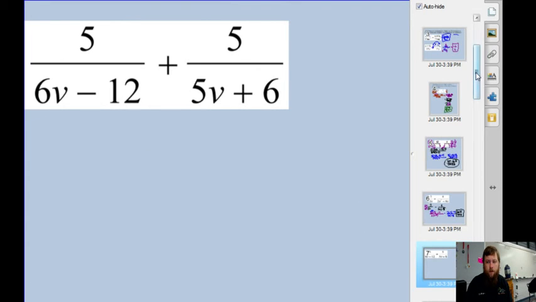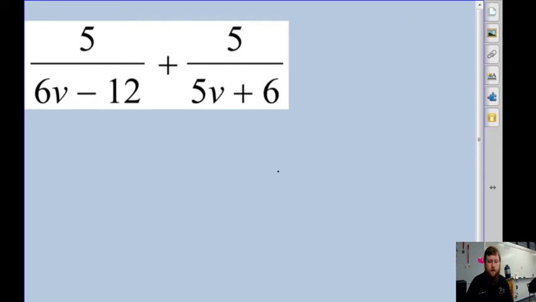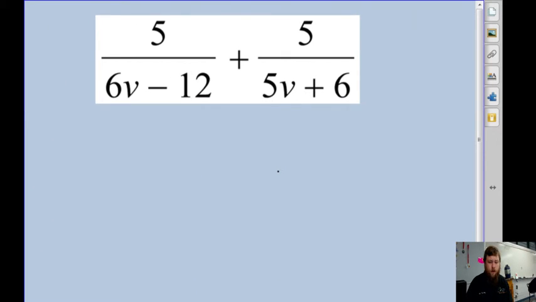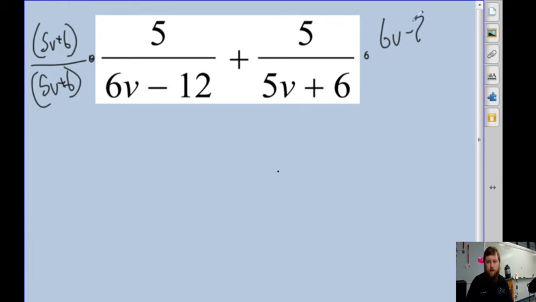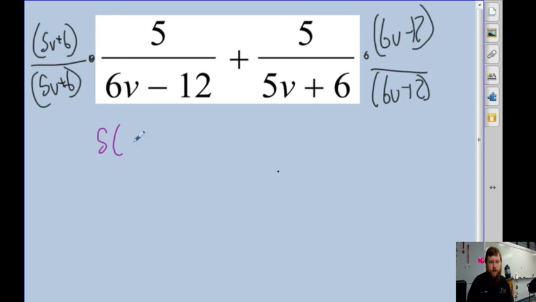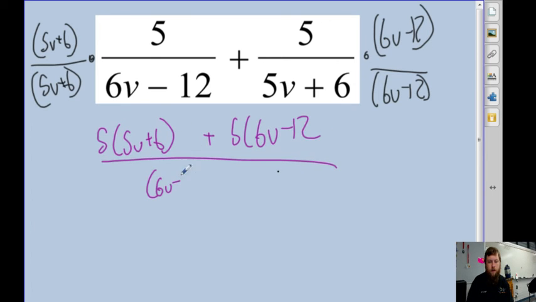All right. I will do another last example. So, again, I think I could factor out here. I don't think anything's going to help me. I'm just going to multiply by the other denominator: 5v plus 6 over 5v plus 6, and over here, 6v minus 12 over 6v minus 12. So what do you get when you do this? On top here, I'll get 5 times 5v plus 6 plus 5 times 6v minus 12, all over 6v minus 12 times 5v plus 6.